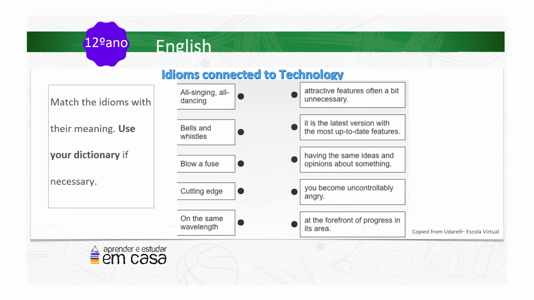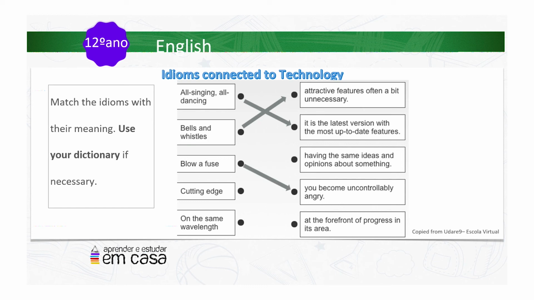To finish our lesson today, we have a few idioms that you can use. Idioms are very good because you sound more natural when you talk the language to other people. And if you hear them, you will know. So let's see. For example, all singing, all dancing. What do you think that means? All singing, all dancing means that it is the latest version with the most updated features, but these updated features may not be very good, right? Bells and whistles: attractive features, often a bit unnecessary. We have lots of features on our devices that aren't really necessary.